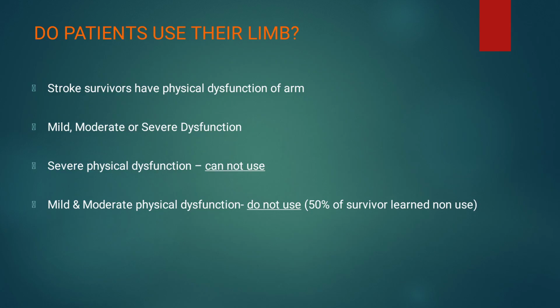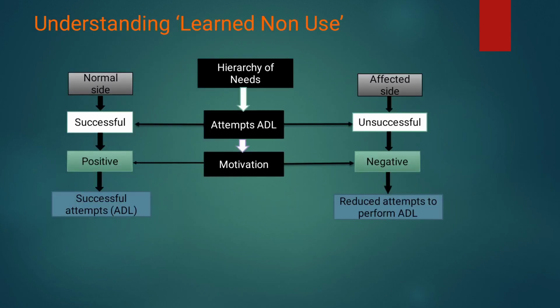So we are going to understand, using a model, what is learned non-use during the early stage after neural lesion. When the patient is discharged from the hospital and returns home, he starts rethinking about how to live his life back. He thinks about how he will do his activities, for example, how would I eat food, or how to go to job, or how to drive, etc. If you look at the slide, the center portion has the hierarchy of needs, and that is attempts at ADL.